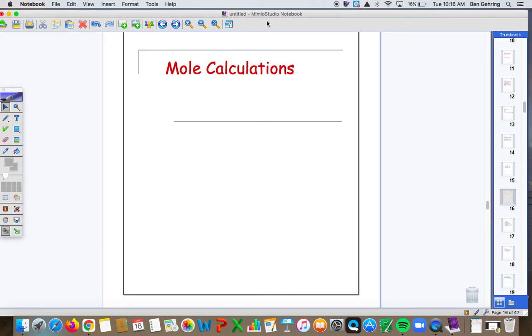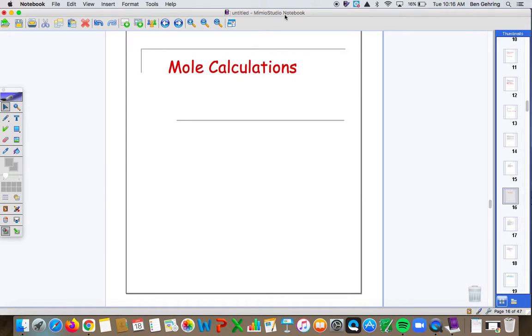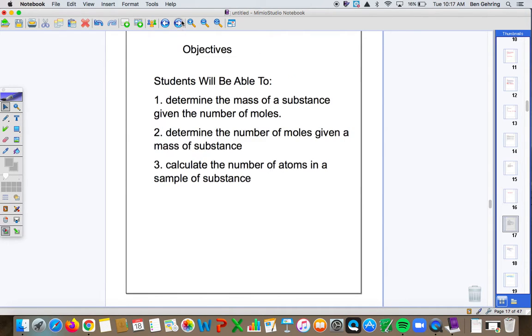So we talked in the last video about what moles are and that they're this quantity of substance used a lot in science class, this big number 6.02 times 10 to the 23rd. Today, we're going to use what we learned in the last video, and we're going to determine the mass of a substance given the number of moles. We're going to talk about the number of moles given a mass, and then we're going to calculate atoms both ways as well. So that's where we're going.